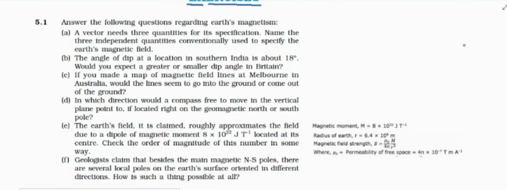Part E. The Earth's field is claimed to roughly approximate the field due to a dipole of magnetic moment 8 x 10^22 joule per Tesla located at its center. Check the order of magnitude of this number in some way. So here, magnetic moment is given. Radius of Earth is 6.4 x 10^6 meter.